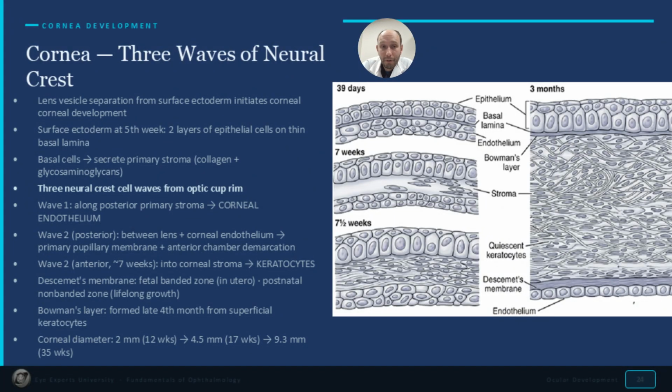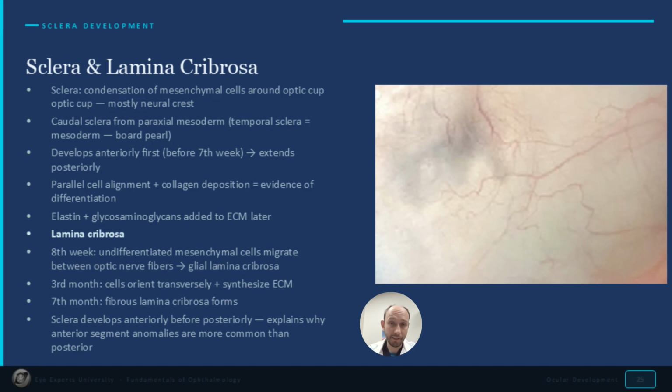So the cornea forms from neural crest cells and has this very strange multi-wave development. For some reason, we form the corneal endothelium first, and then we start filling in the stroma, and then Bowman's membrane forms from corneal epithelium around the 4th month. Now, the sclera and lamina cribrosa, the part that wraps around the optic nerve, mostly forms from neural crest cells. Doesn't really do much. It just forms a bunch of collagen.